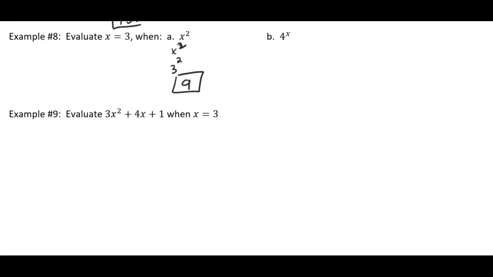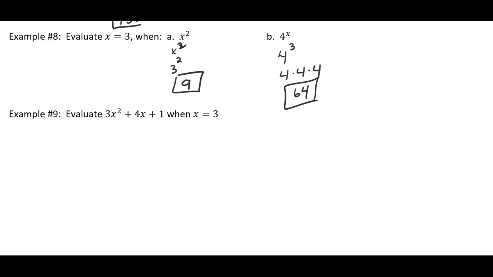Now look at the other problem. You have a base of 4, and the exponent is x. And so the variable is in the exponent. So we want to evaluate and make it 4 cubed because x equals 3. So that means 4 times 4 times 4, which is 64. And again, you work that out on paper or somehow.